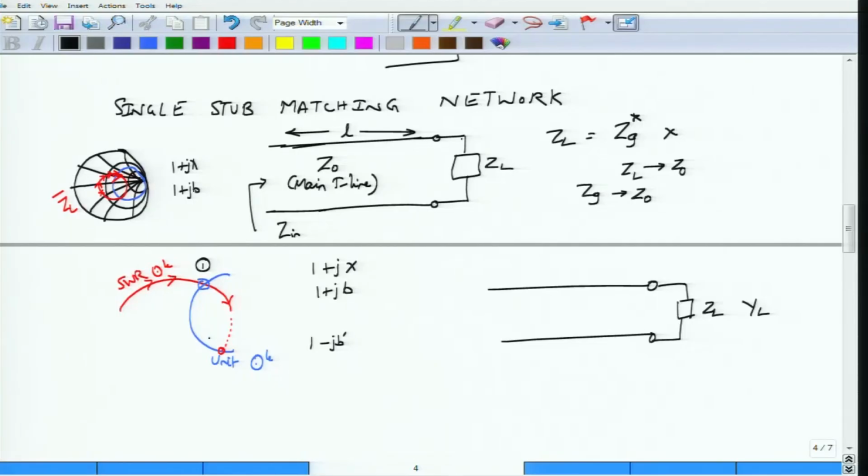Call this 1, call this 2. So you are usually interested in where the SWR circle meets the unit circle for the first time, and you read off the values of the admittance at that point. Now why am I talking of admittance? Because this is a single stub matching, but the stub will be connected in shunt. So it is better to deal with admittances rather than impedances. So ZL becomes YL. Of course it needs to be normalized, so ZL bar becomes YL bar.